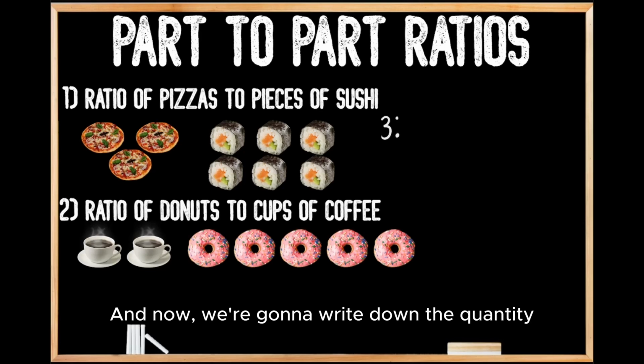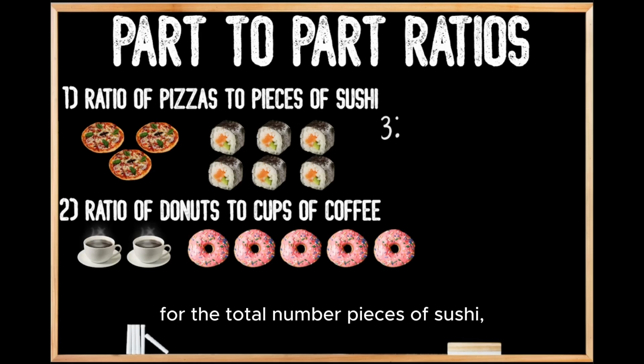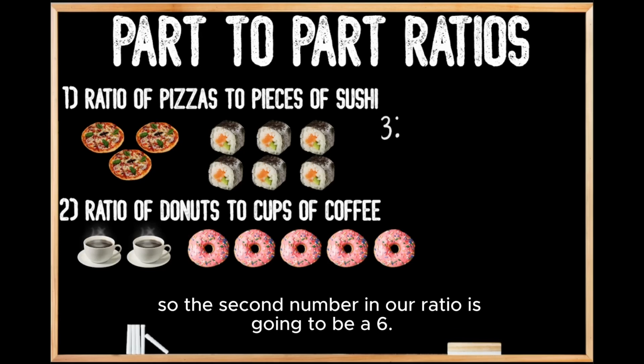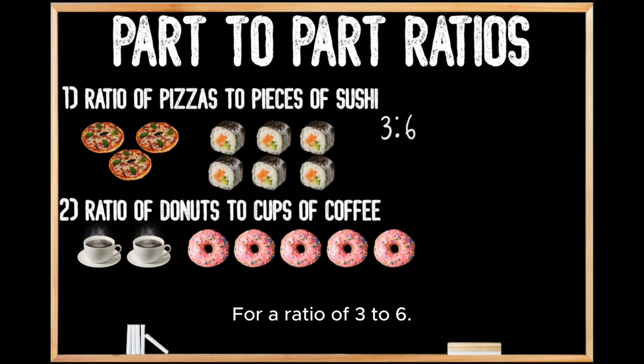And now we're going to write down the quantity for the total number of pieces of sushi, which we can see we have 6 pieces of sushi, so the second number in our ratio is going to be a 6 for a ratio of 3 to 6.